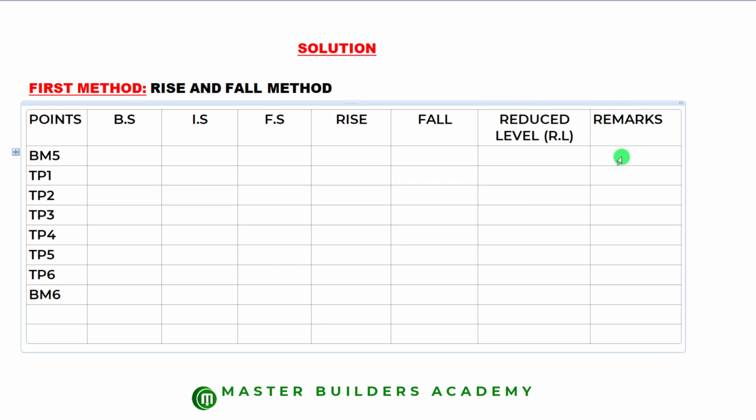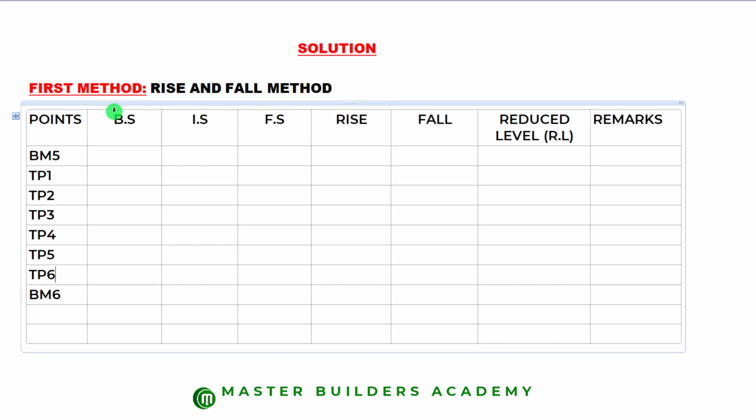This remark actually represents AB that we were given at the change of what level. So we have BM5, TP1, just arrange them in ascending order, TP2, TP3, TP4, TP5, and then TP6. As you can see here, each of these points appears once. We have TP1 once, TP2, TP3, TP4, all of these points appear once on this table. As well, this point you can also call stations.